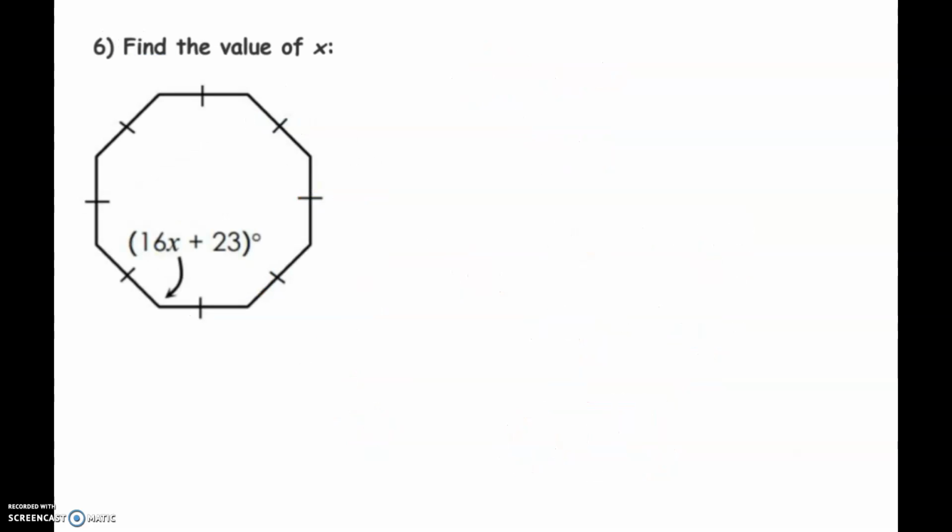On to number 6. Number 6, it appears I have an octagon. 1, 2, 3, 4, 5, 6, 7, 8. So n is 8, and I'm asked to find x in the expression for one of these angles. So again, I'm going to start with 8 minus 2 times 180 to find the total sum of the angles.